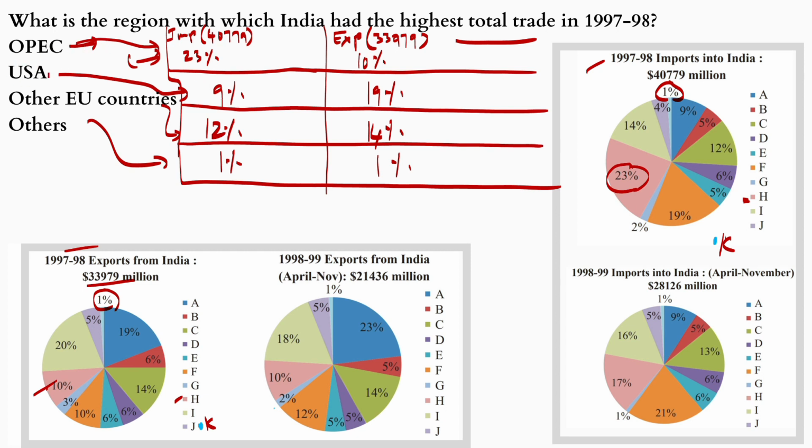So we cannot calculate the value of USA, because the value of USA will definitely be lower than the value of OPEC. Same goes with other EU countries as well. 12% of this plus 14% of this is less than 23% of this value and 10% of this value. And in case of others also, it is less than OPEC countries. So the highest trade in 1997 to 98 with India is for OPEC. OPEC has the highest trade.